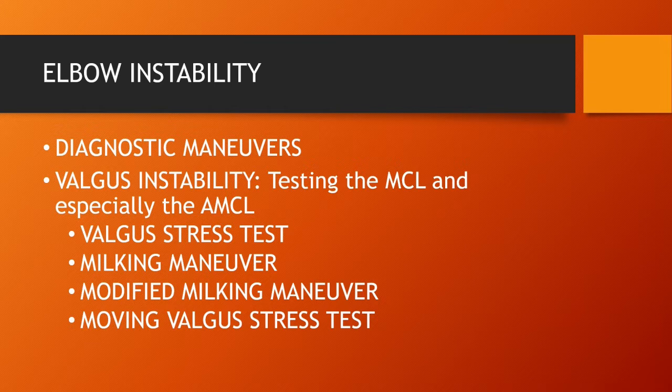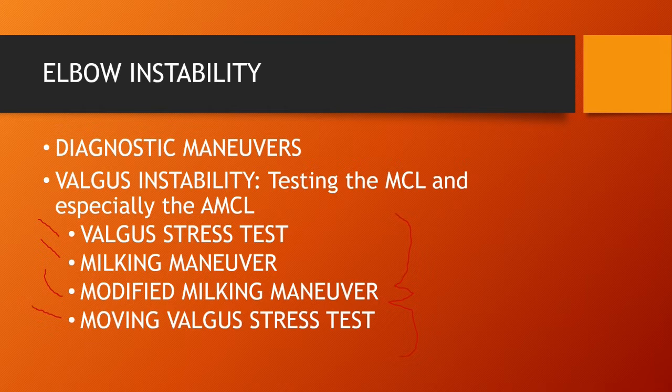So remember that with valgus instability testing, we're testing the medial collateral ligament and especially the anterior band of fibers of the anterior medial collateral ligament. And maneuvers that we'll use for this assessment include the valgus stress test, the milking maneuver, the modified milking maneuver, and the moving valgus stress test.